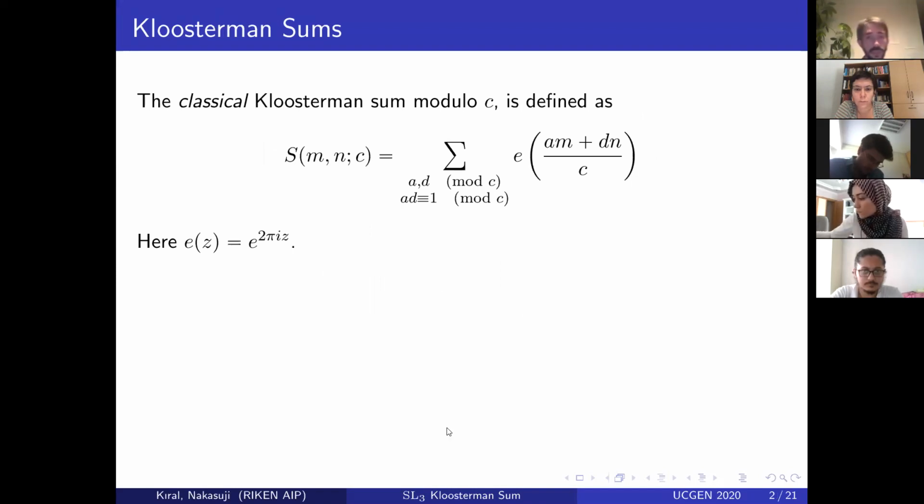So this is the case when one of these variables is 0. So you are only summing, let's say this one is 0, so you have just a m over c. But you're not summing over all the a's modulo c because there's still the condition ad is congruent to 1 mod c, so you're only summing over things that are relatively prime to c.